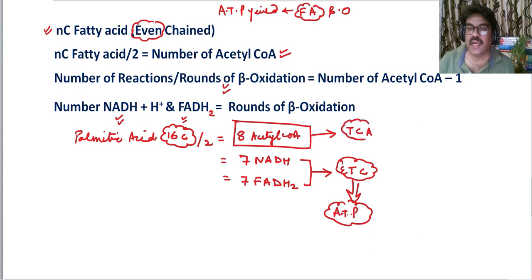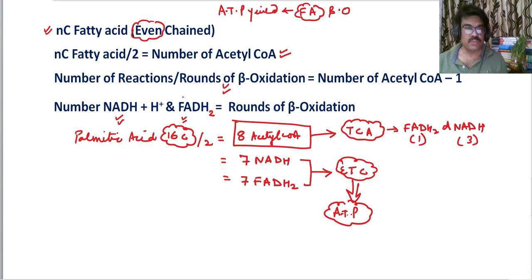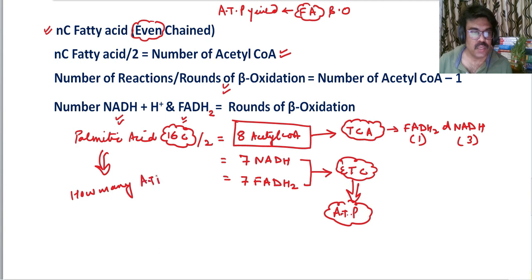And the 8 acetyl coenzyme A will go to the tricarboxylic acid cycle and will produce FADH2 and NADH. So here 3 NADH and 1 FADH2 molecules are produced. Now let's calculate how many ATP molecules are produced from the 16 carbon fatty acid, that is palmitic acid.